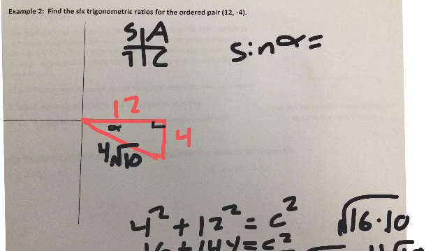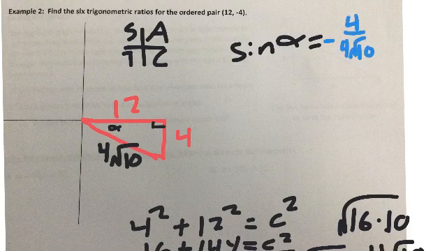So now our big problem we're going to have is we're going to have to rationalize this hypotenuse when we start putting in our ratios, because we can't have a radical in the denominator. We'll get there when we get there. So because I'm in the fourth quadrant, sine is going to be negative. So it's going to be negative opposite over hypotenuse. So negative 4 over 4 radical 10. Let's just leave it like that for now. We'll come back and rationalize them all at the end.